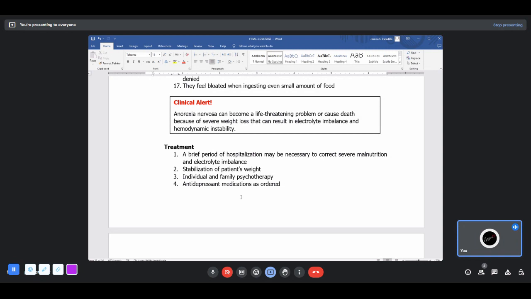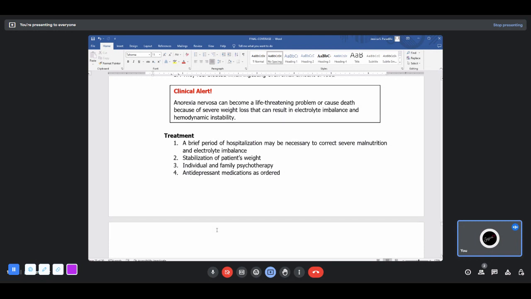Okay, for the clinical alert, anorexia nervosa can become a life-threatening problem or cause death because of severe weight loss. Okay, that can cause electrolyte imbalance. Okay, electrolyte imbalance kasi nga ang mga electrolyte sources natin, di ba, sa foods din, mga supplementation galing sa mga food. And then, nilalabas pa nila, nagpo-purge pa sila, nilalabas. So, yung mga electrolytes, lumalabas din. Okay, so nagkukulangan ng katawan nila. And hemodynamic instability. So, yun yung mga i-watch out natin for anorexia nervosa.